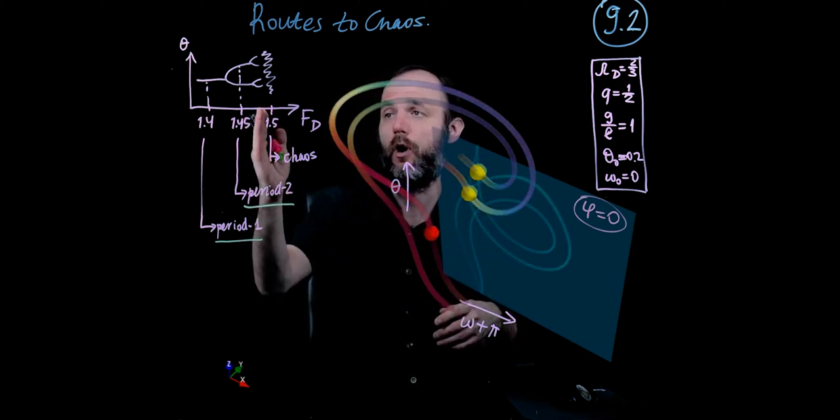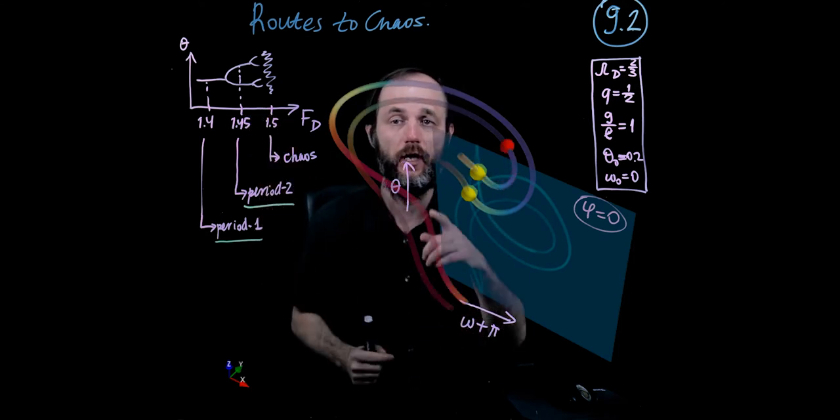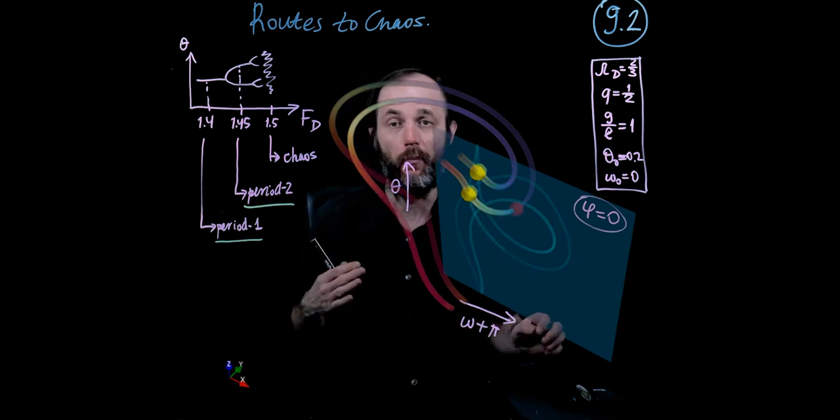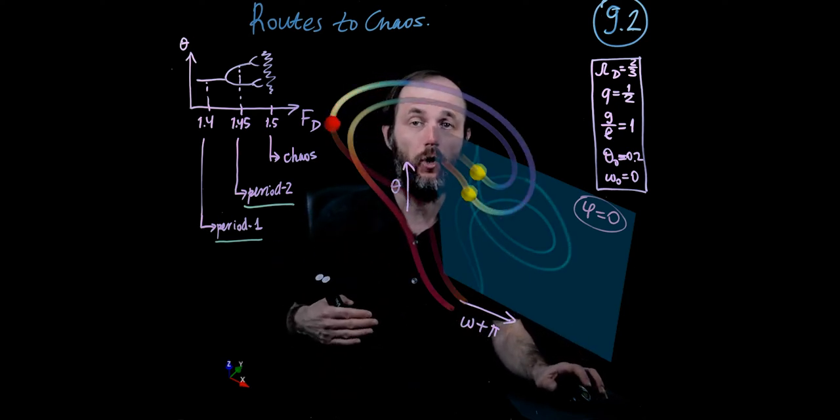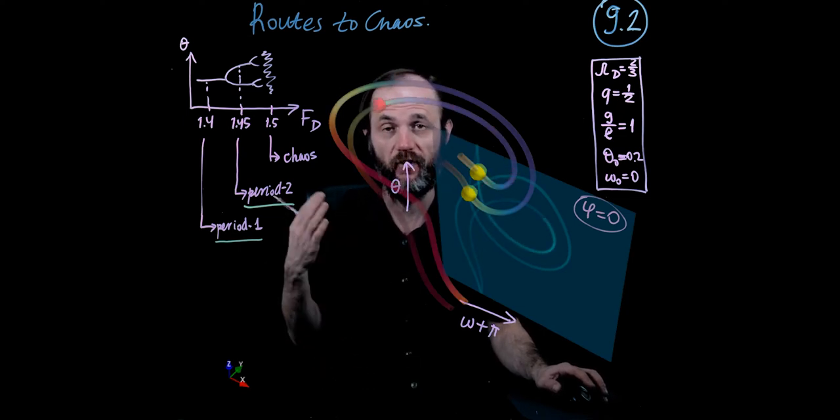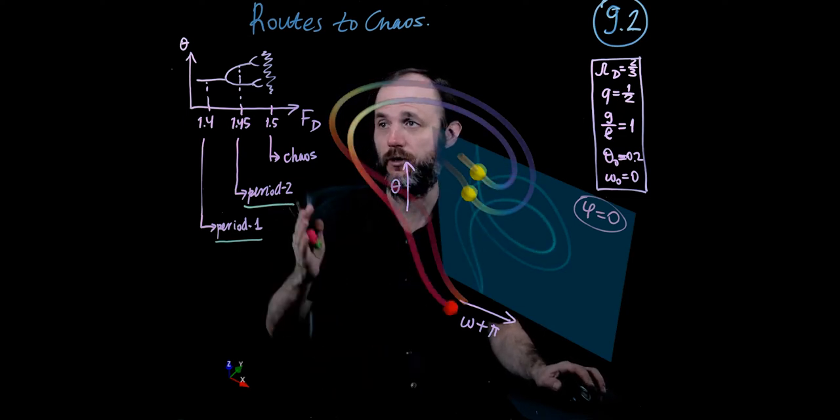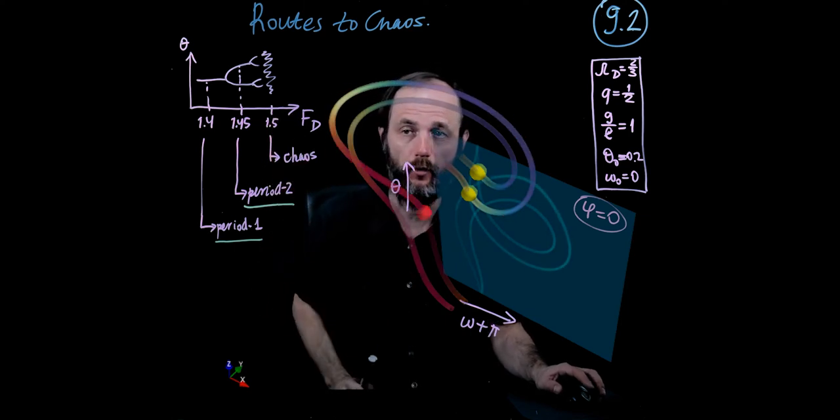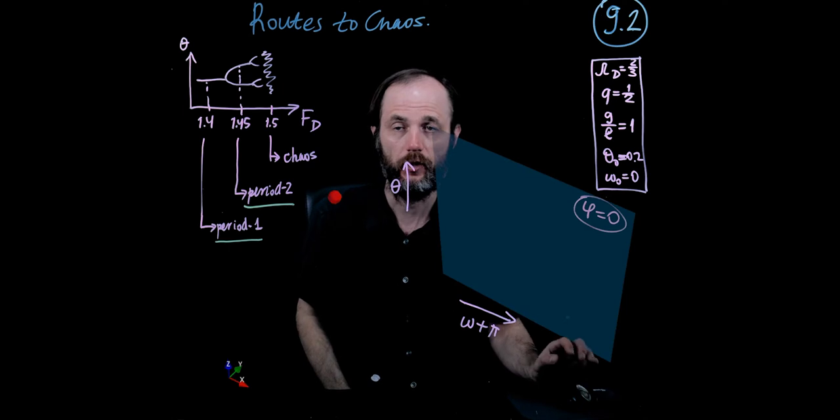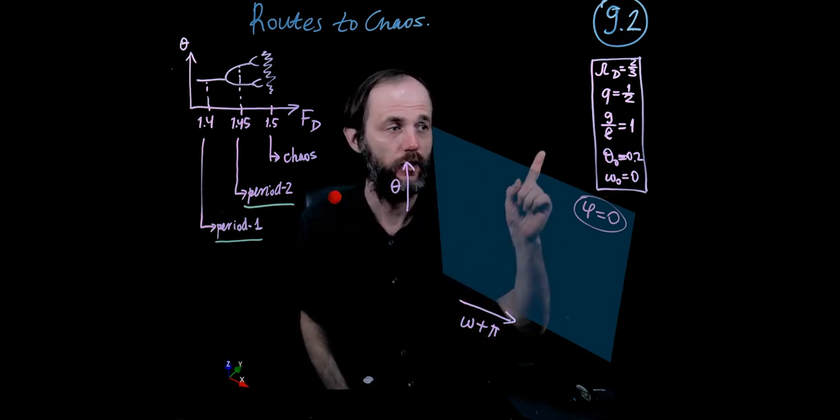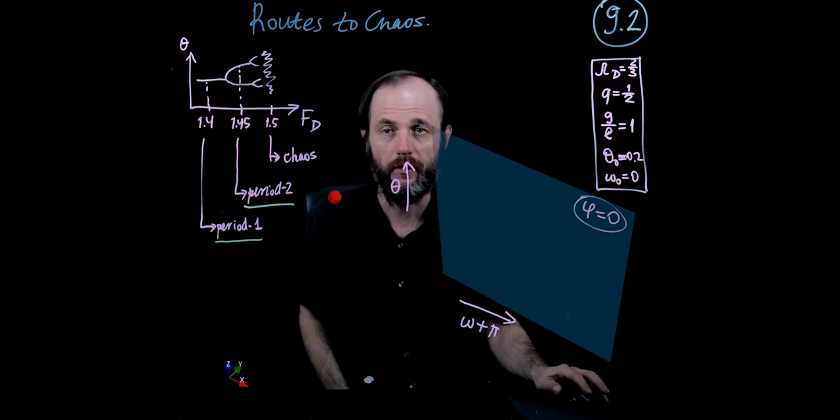If we were to go to a period four system, there would be four points on this plane, and so on and so forth. But let me skip over and go directly to the period infinity system, or chaotic system, for f_d equals 1.5. So that's our state of the system after 9.5 periods from the initial conditions. And let's get it started.